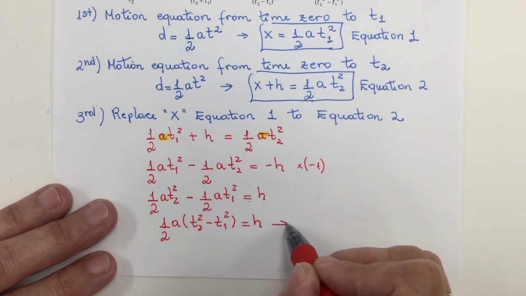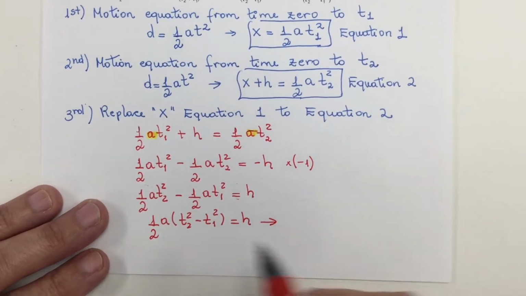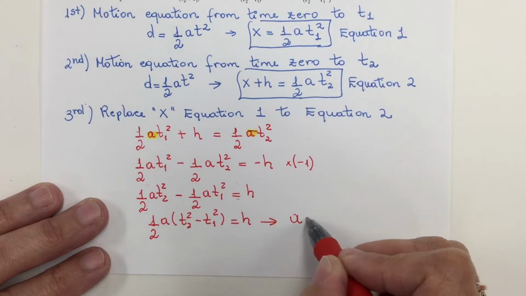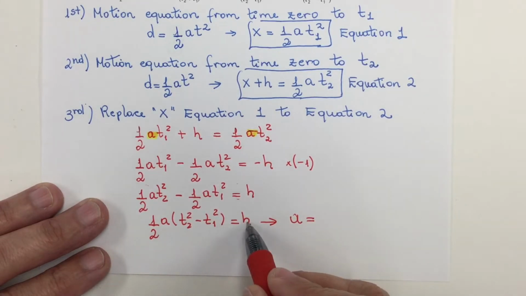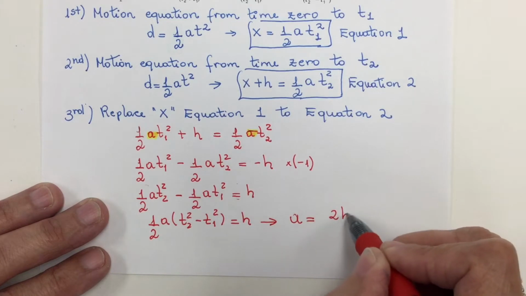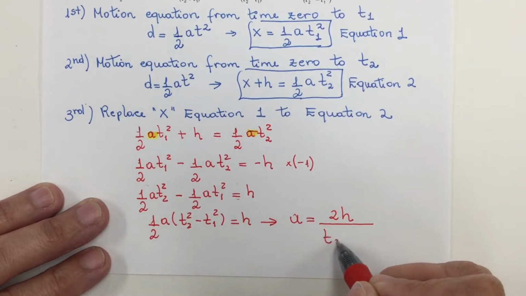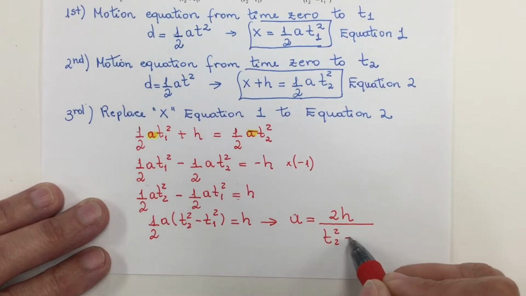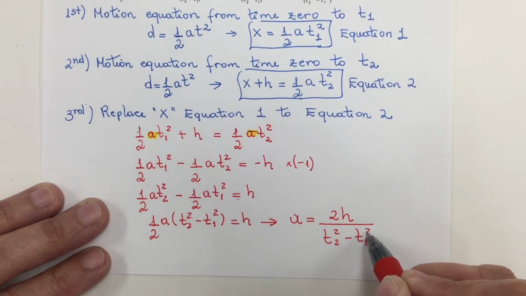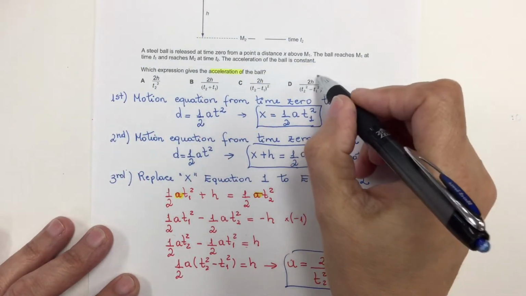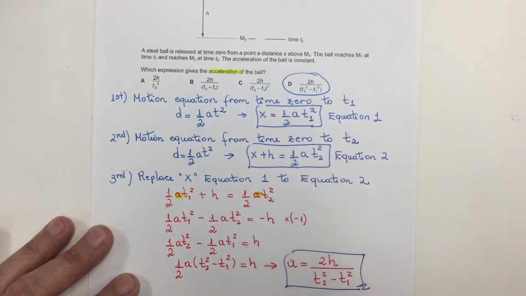Now I'm ready to flip everything, as a continuation here. a is equal to 2 times h over t2 squared minus t1 squared. So this is the expression and it matches option D.